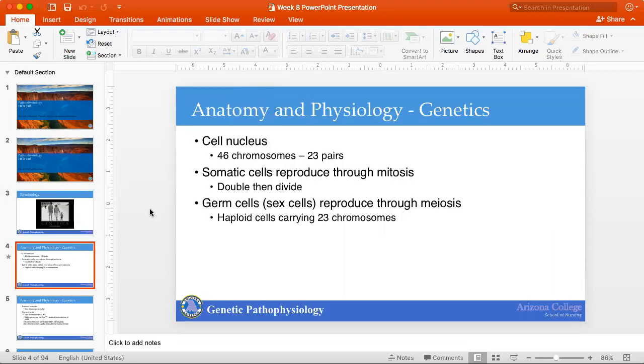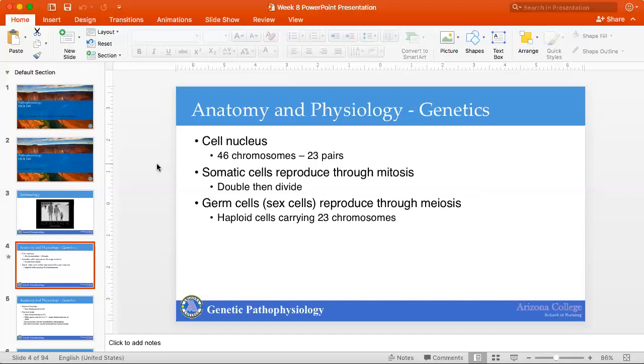So, looking back at the basic anatomy and physiology and genetics that each person has, within the cell nucleus of most of the cells in our body, excluding a few cells like red blood cells, you'll find 46 chromosomes or 23 pairs. You will receive 23 individual chromosomes from your mother and then 23 from your father.